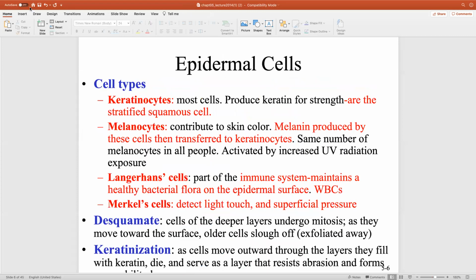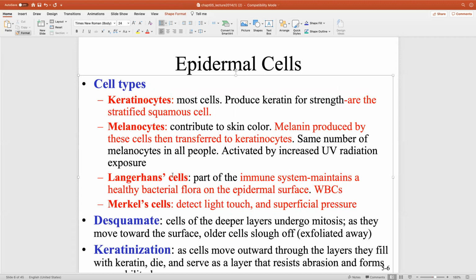Again, epidermal cells, what are they? There's going to be a few types you're going to need to know: keratinocytes, melanocytes, Langerhans cells, Merkel cells. Keratinocytes, well, this is the name we just mentioned, right? That's the name we give for each of the cells that make up your stratified squamous epithelium. You're going to have hundreds of millions of these cells. Each of those cells is called a keratinocyte. Now, we'll come back to melanocytes in a second.